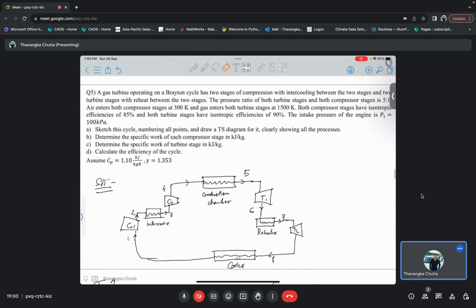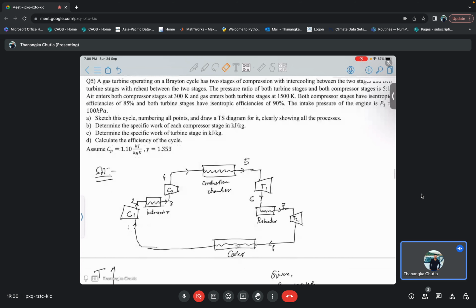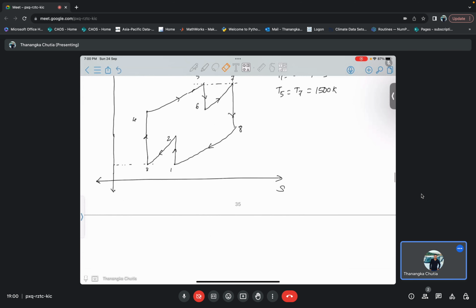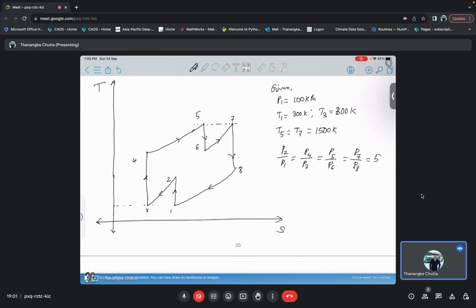And one more, the pressure ratio of both the turbine stages and both the compressor stages is 5:1. So that means RP for all the stages, I can write as P2 by P1 is equals to P4 by P3 is equals to P5 by P6 is equals to P7 by P8 is equals to 5. So these are the things that are given to us.